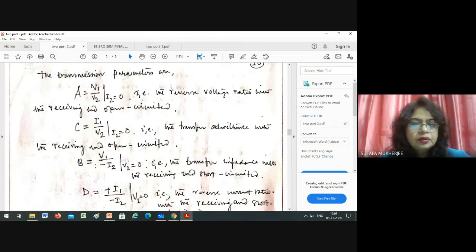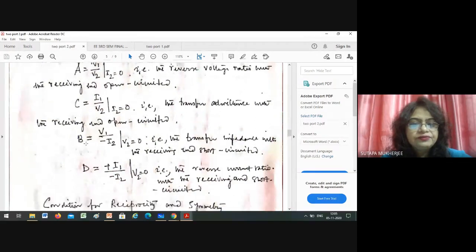Now, capital B equals V1 by minus I2 when V2 equals 0. V2 equals 0 means the transfer impedance with the receiving end short circuited. If short circuited, then voltage equals 0, and if open circuited, then current equals 0. And D is I1 by minus I2, that is the reverse current ratio.